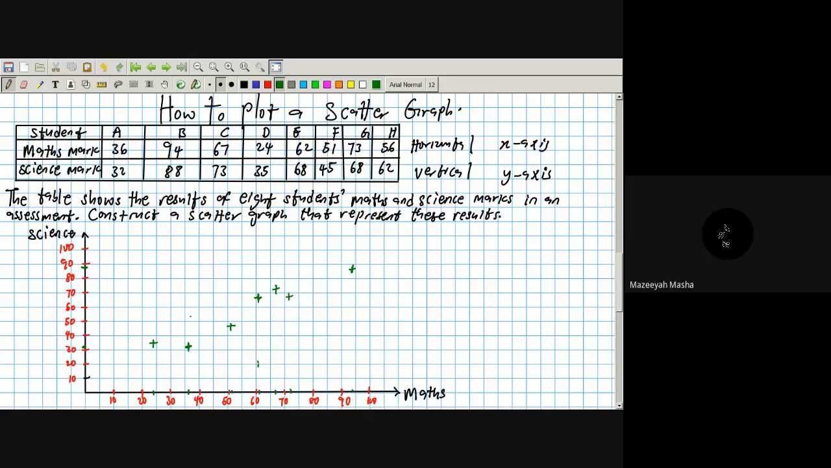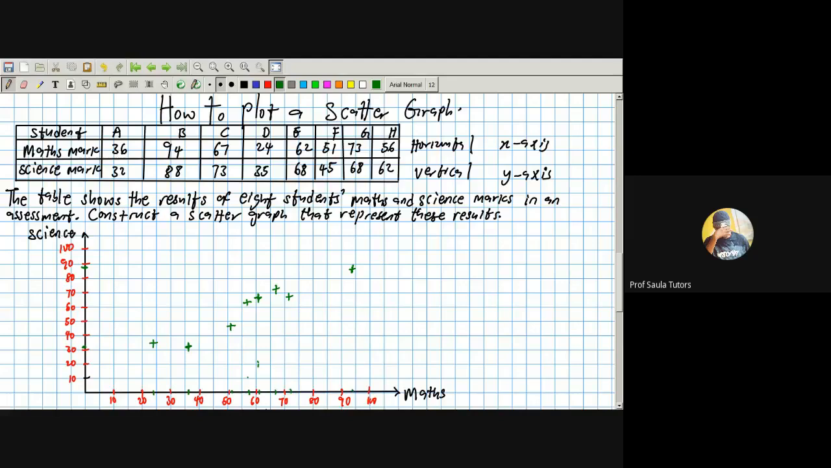All right. Next, what do we have? 56 in math, 62 in science. 56 in math. Then what do we have again? 56 in math, then 62 in science. So 62 in science would be a little above 60. All right. Okay. So look at all the points I have here now.